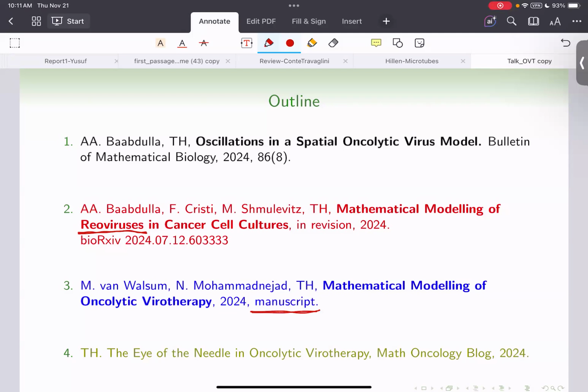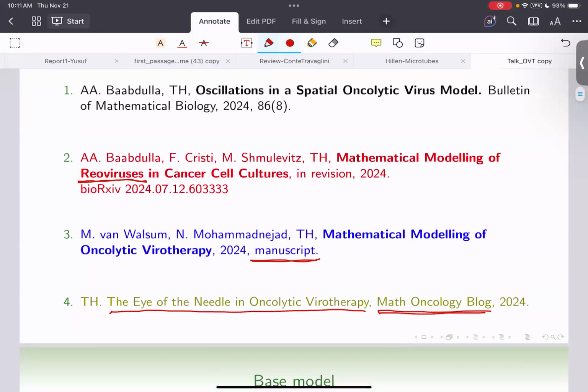What I really like to recommend is the Math Oncology blog. There is a blog site called Math Oncology Blogs, and I wrote a blog on the eye of the needle in oncolytic viral therapy. This should give you a very good introduction to the field and to the interesting questions here.